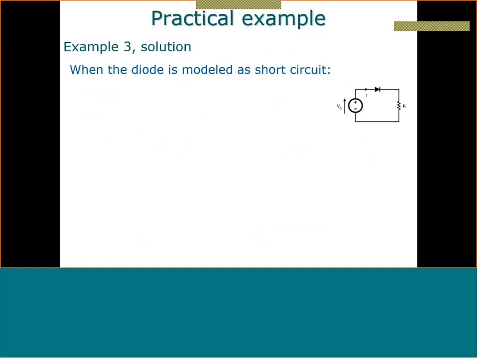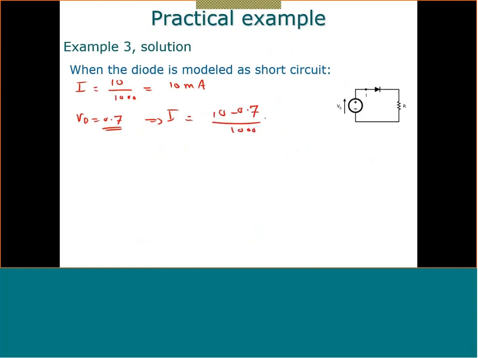Okay, so if we model with a short circuit, we know that your I, very simple, is equal to 10 volt divided by 1000 ohm. It is simple Ohm's law, so this is equal to 10 milliamps. Now, if V_D is equal to 0.7 volt drop, then your I is equal to 10 minus 0.7 divided by 1000, which is 9.3 milliamps. So these are the two limits.